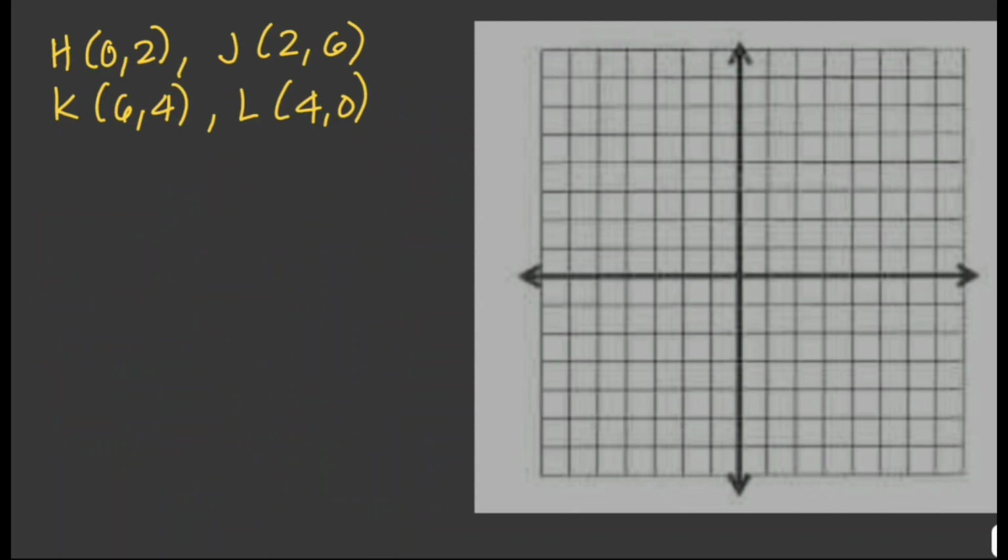Alright, given these vertices here, we plot the points first. So we have point H, that is 0, 2, somewhere here. And then point J is 2, 6. So 2, 4, 6, somewhere here. This is point J. And then point K is 6, 4, somewhere here. So this is point K, and then L is 4, 0. Okay. And then let's connect the points.